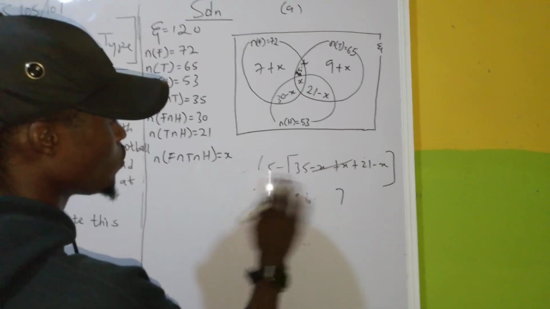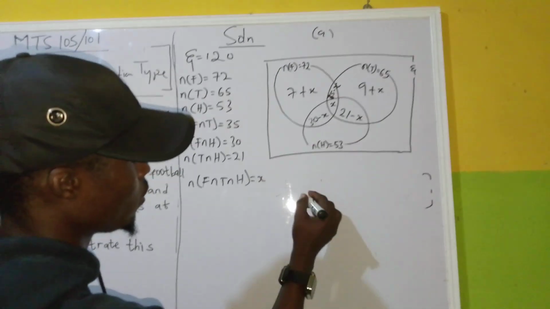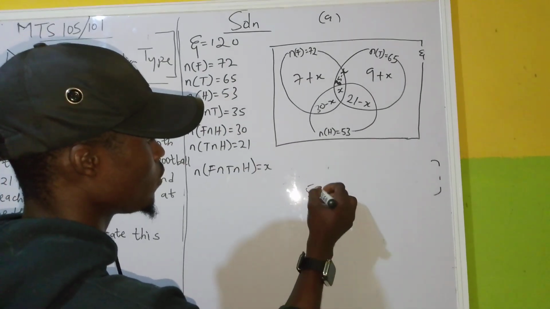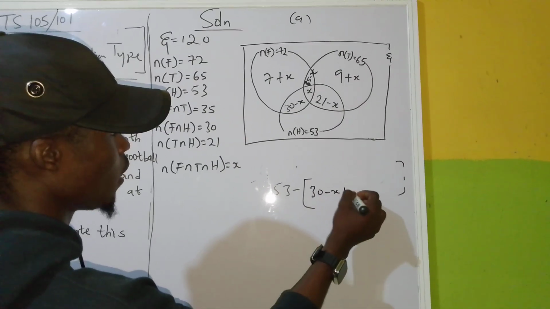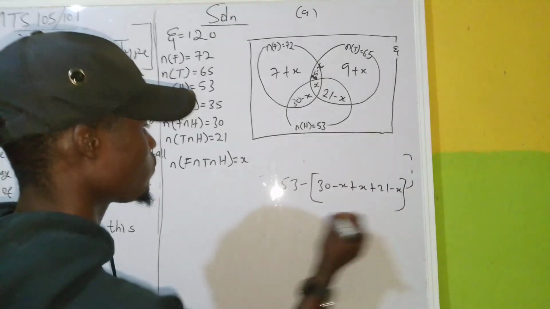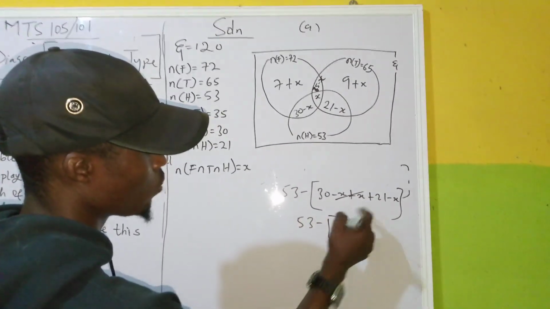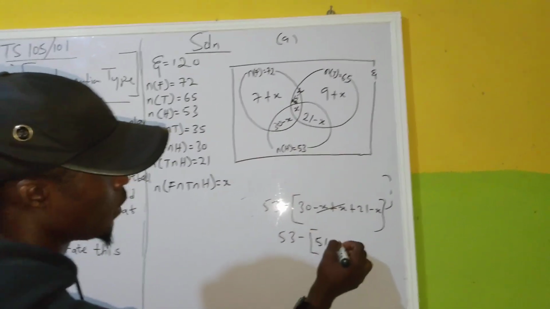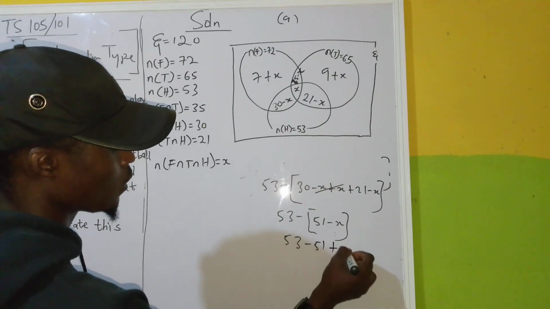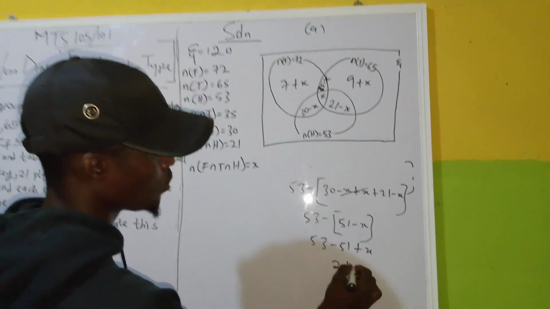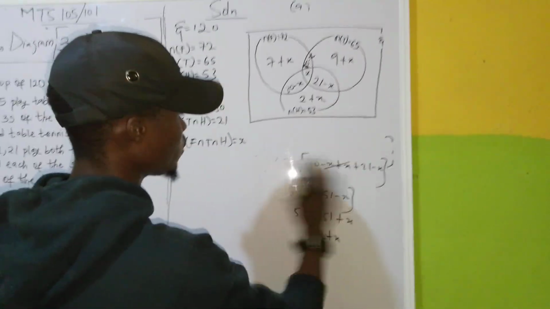Okay, so let's go to the next one. So exactly hockey will be 53 minus, you add everything inside the circle of hockey, 30 minus x plus 21 minus x. That is 53 minus, this one is gone, this one is 51 minus x. That's 53 minus 51 plus x. If you remove this, you have what? 2 plus x. So this one is 2 plus x now.